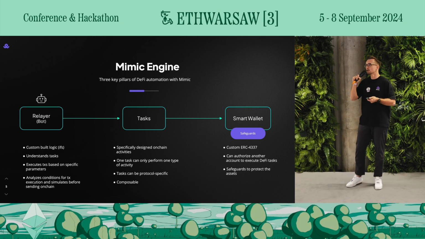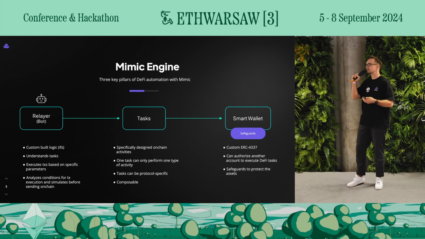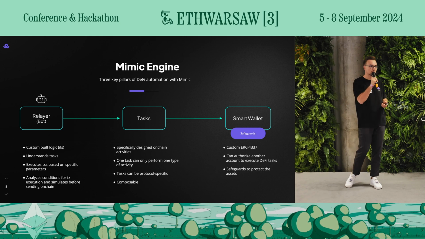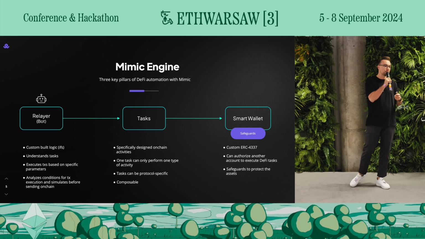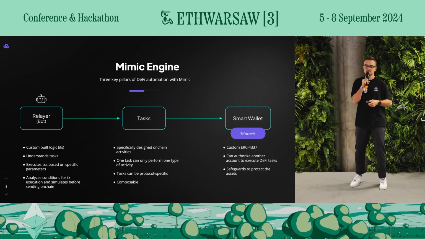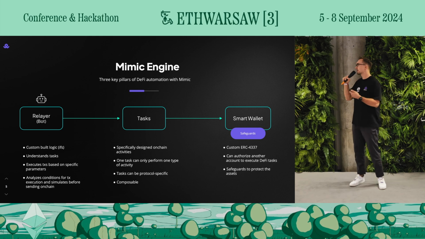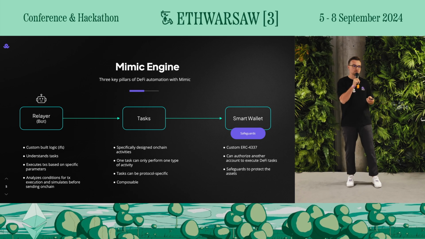For example, you can say, swap this asset only if there's at least $1,000 worth of this asset in my wallet. You can set the time period, so you can say swap it once a month or once a week, or bridge it once a week. You can set all those custom parameters. Also our bot analyzes conditions for transaction execution and simulates before sending it on chain. So it will check if the slippage is less than 2%. If the slippage gets higher, the transaction will not get executed on chain.